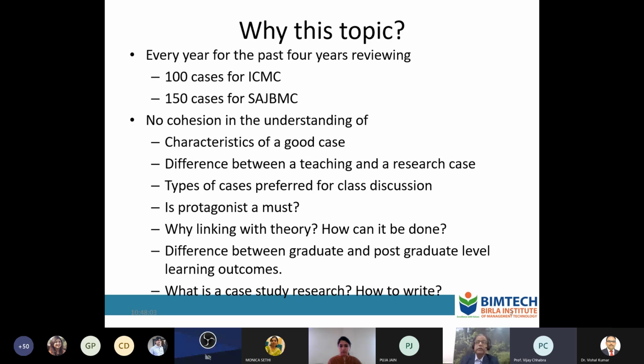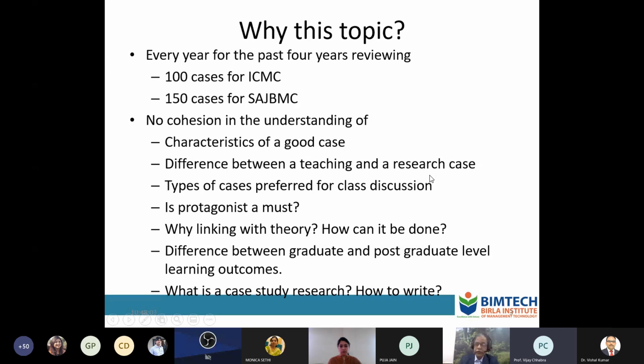Now, case study is a tool, a pedagogical tool, which means a faculty can use it in class. It is also a research strategy, like you have survey. Similarly, case study is a research strategy. So in today's deliberation, we will just briefly touch upon the research strategy, when case is used as a research strategy. We will not go deep into it.